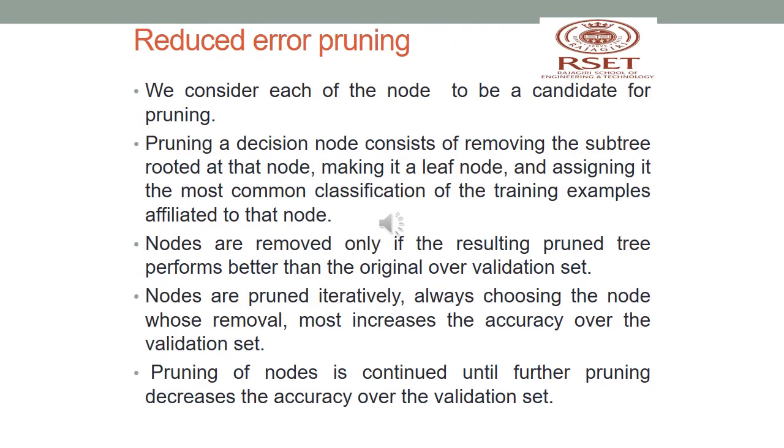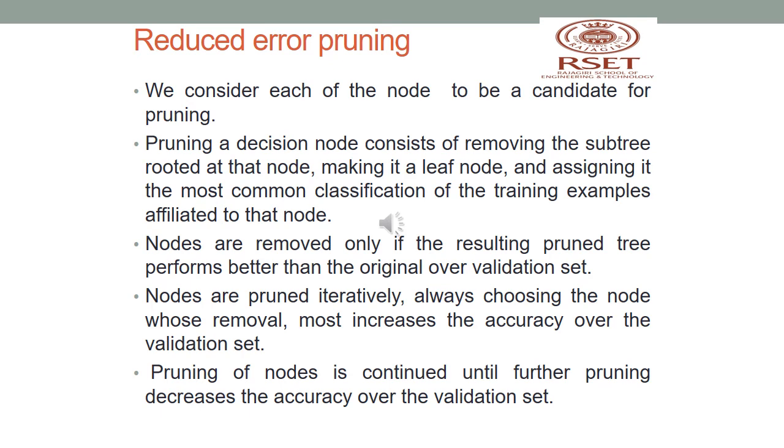So let's see how reduced error pruning works. We consider each of the nodes to be a candidate for pruning. Pruning a decision node consists of removing the subtree rooted at that node and making it a leaf node, and assigning it the most common classification of the training examples affiliated with that node. Nodes are removed only if the resulting pruned tree is better than the original over the validation set. Nodes are pruned iteratively, and pruning is continued until further pruning decreases the accuracy over the validation set.